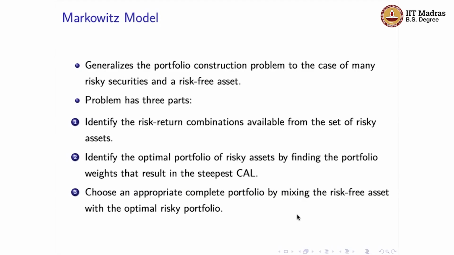So before we get into a bit more detail, notice that these three parts that we have just mentioned are exactly the steps that we had followed when we were discussing what happens if you have got two risky assets and one risk-free asset. So I encourage you to pause the video at this time and just think about the analogy for each of these three steps in comparison to what we just saw before. Okay, so let's look into a bit more detail.